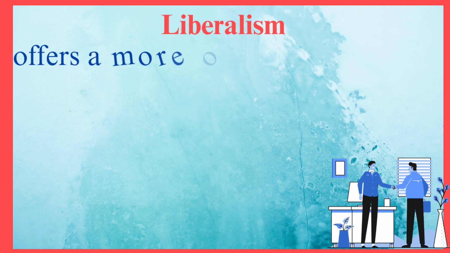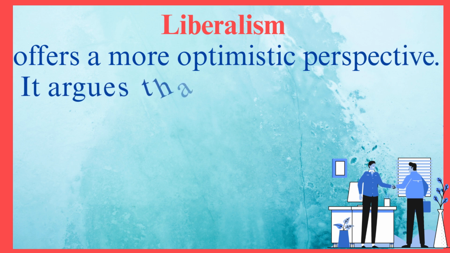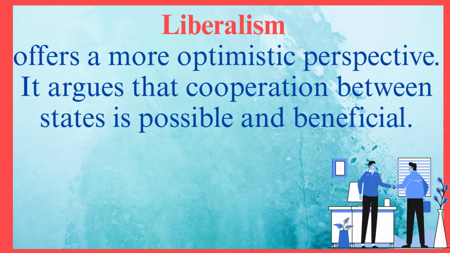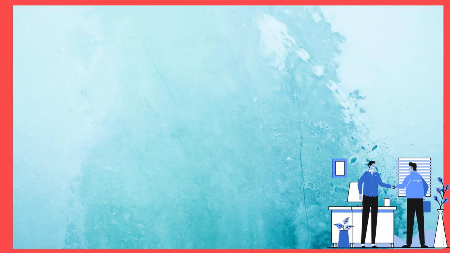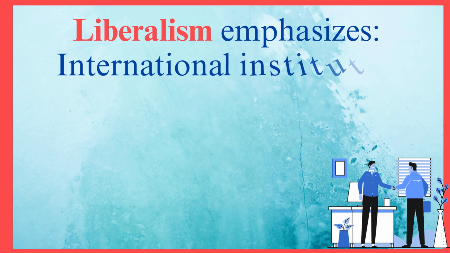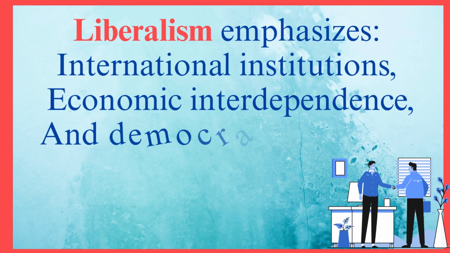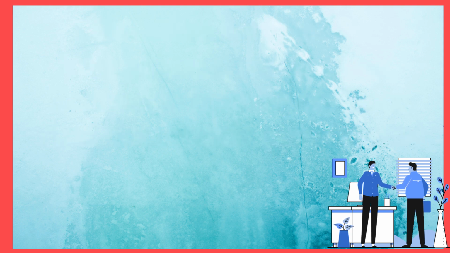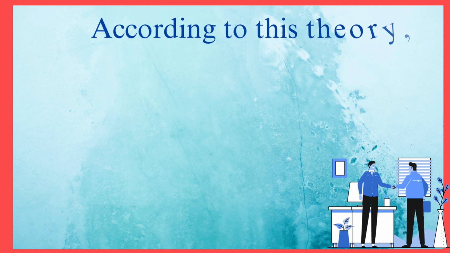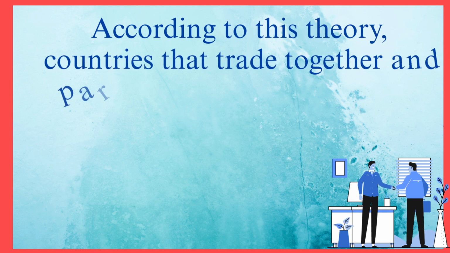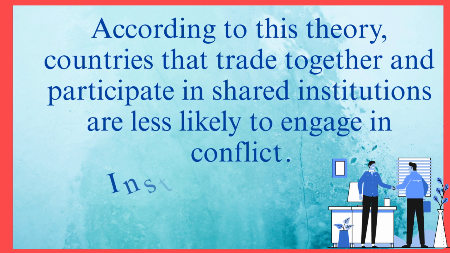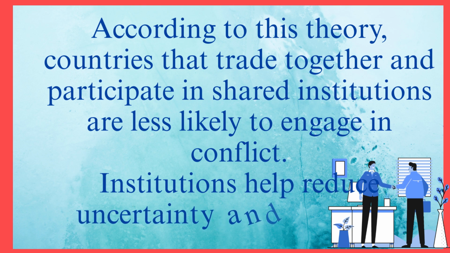Liberalism offers a more optimistic perspective. It argues that cooperation between states is possible and beneficial. Liberalism emphasizes international institutions, economic interdependence, and democratic governance. According to this theory, countries that trade together and participate in shared institutions are less likely to engage in conflict. Institutions help reduce uncertainty and build trust.